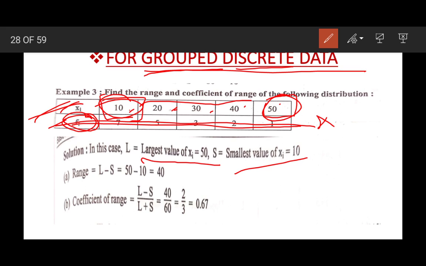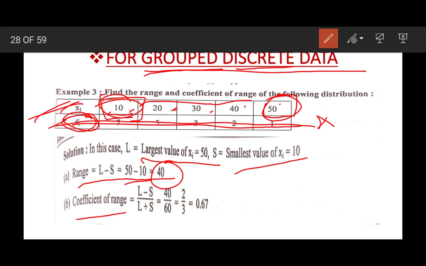From X values only we get the largest and smallest values. There is no use of frequency. So for range, frequency is useless. It is just for show. So here the largest value of x is 50 and the smallest value of x is 10, and hence range is equal to L minus S, largest minus smallest. That is 50 minus 10, which is equal to 40.